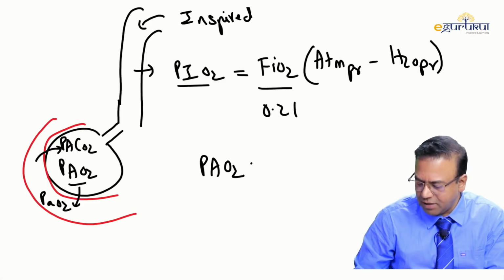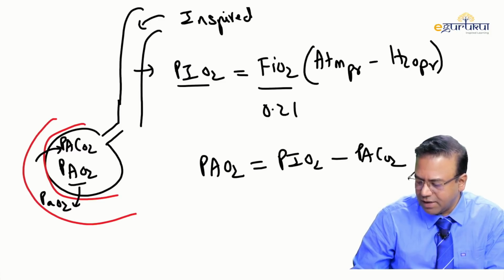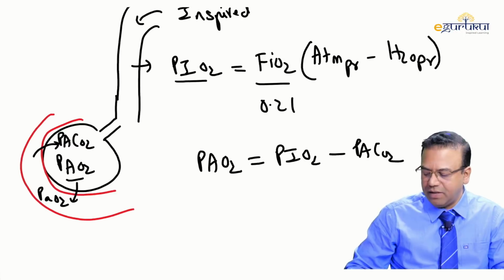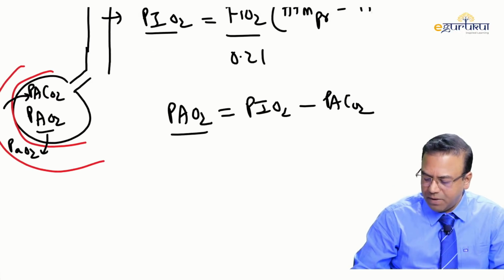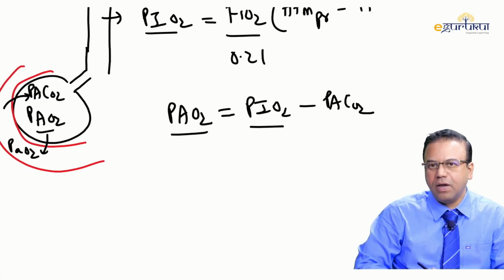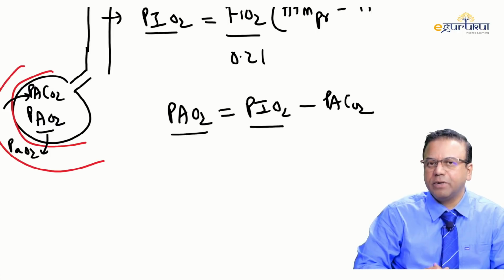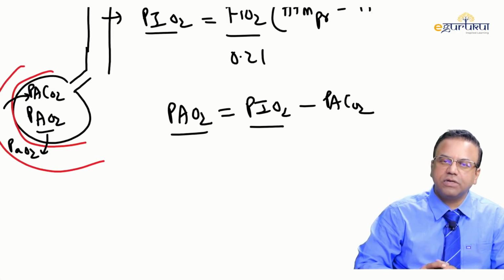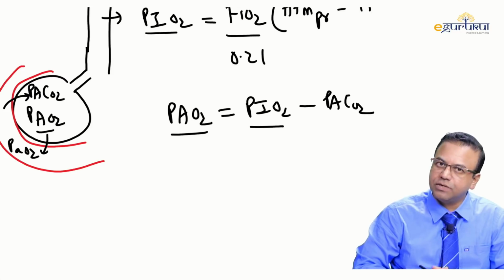And you can write this in this form: the partial pressure of alveolar oxygen is differing from PiO2 simply because of the alveolar carbon dioxide. Had alveolar carbon dioxide not been there, then PaO2 and PiO2 would have been equal. It's the carbon dioxide that is eating up part of the partial pressure. That's the reason why the partial pressure of alveolar oxygen is getting reduced.